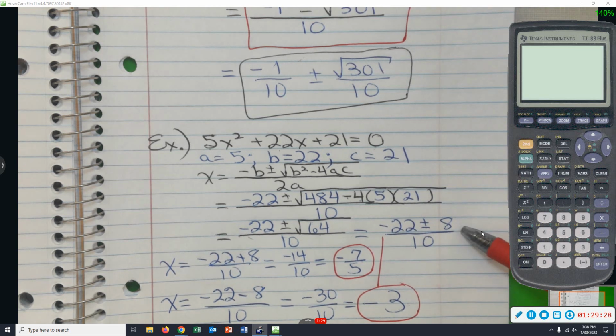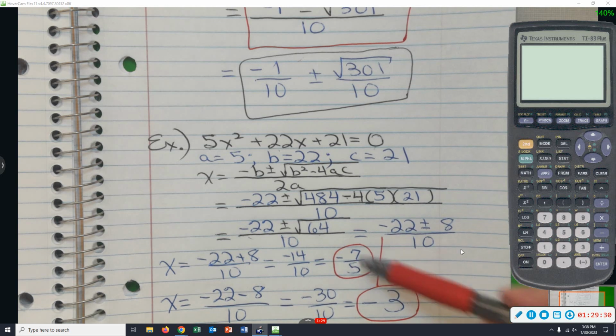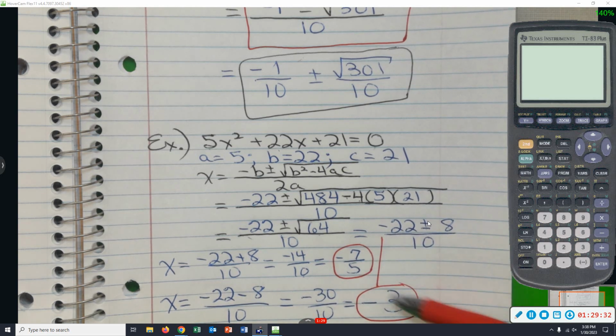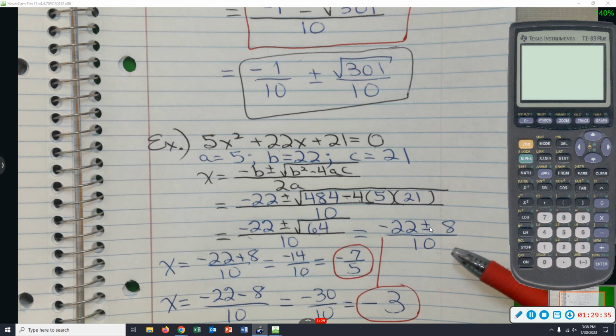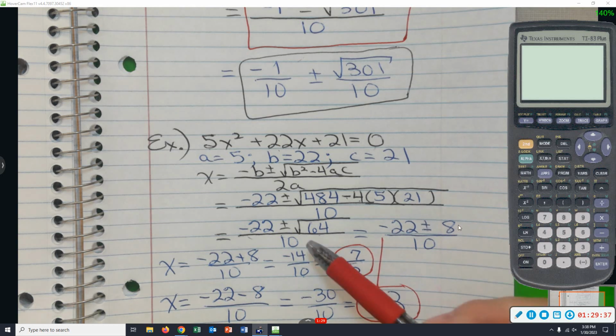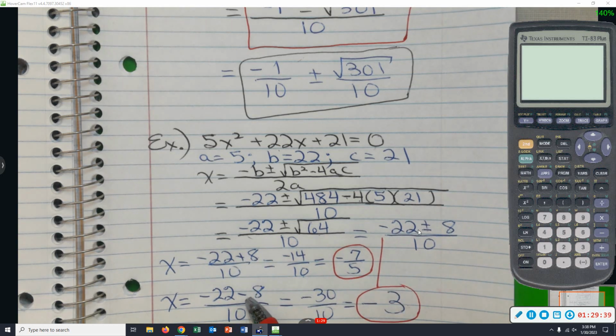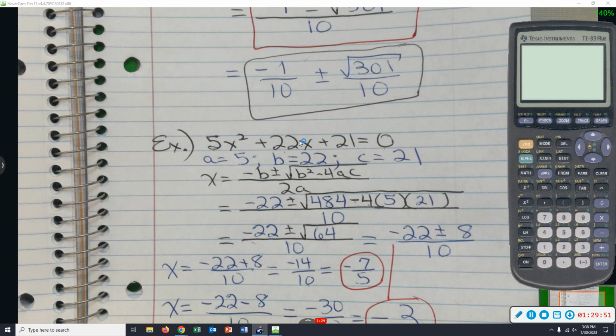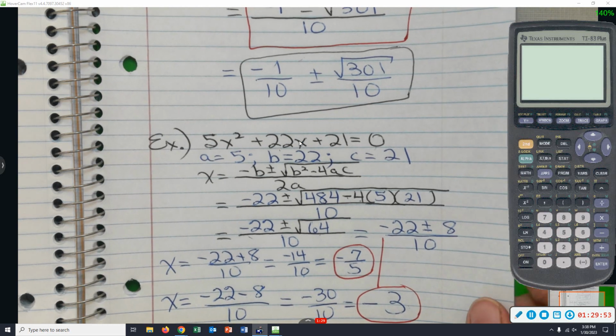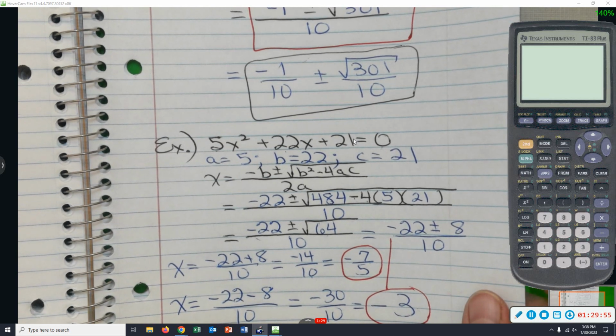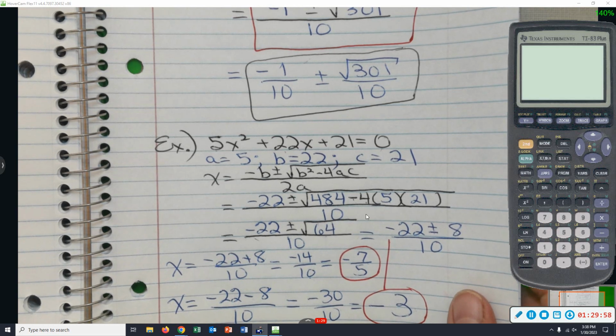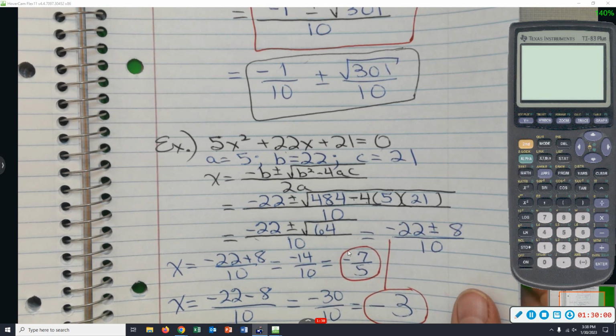You can't leave it as a plus minus option. You have to split it into two possibilities. We say plus minus, but it's negative 22 plus 8 and then negative 22 minus 8, all over 10. Okay? Any questions how we got those numbers? Because if you did have something that you were trying to factor and the numbers were just really big, or you just don't see how to factor it, then the quadratic formula will do it, but you have that extra step at the end.